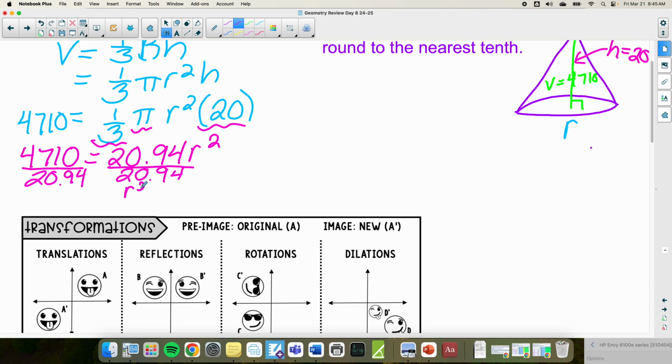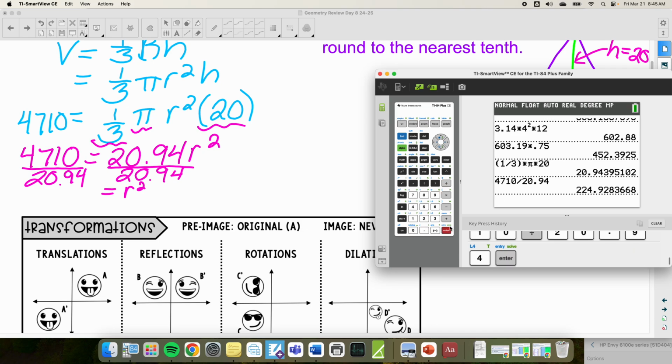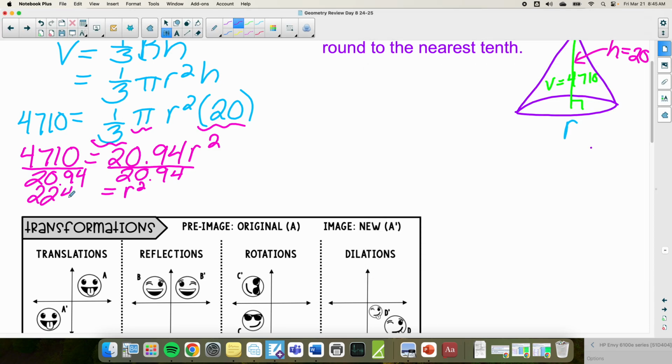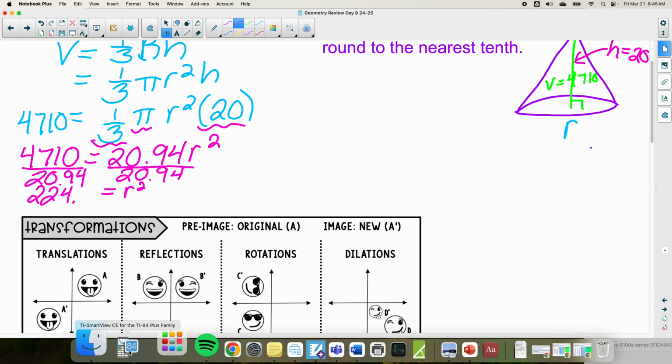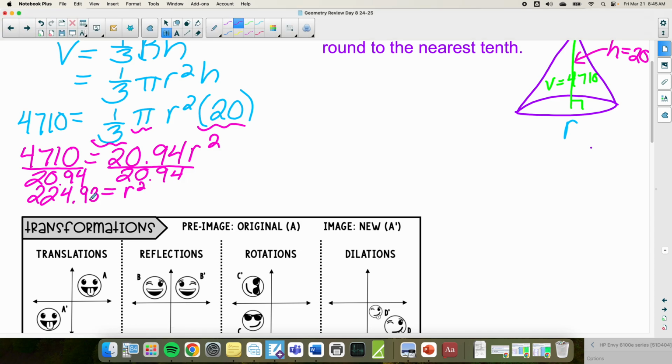And my r squared equals, so if I take 4710 divided by 20.94, I get 224.93. Do I have something that I have to do still? I have to do the square root, right?